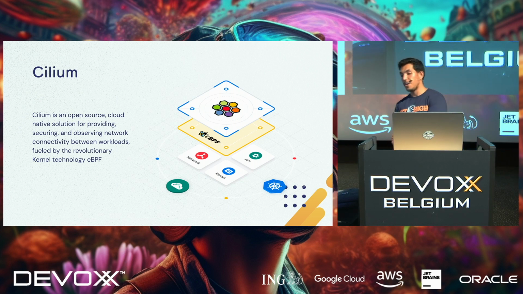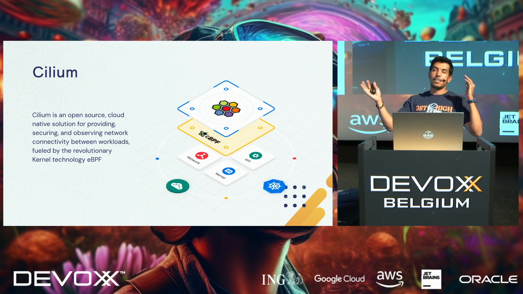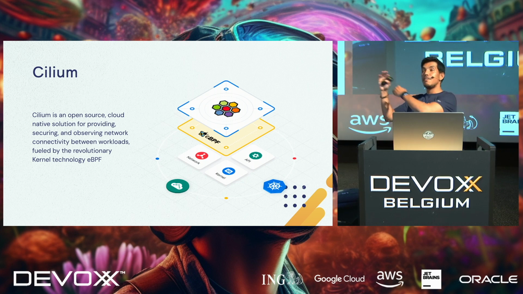Cilium is another active company within the eBPF community. They have Cilium, their first product. It's basically a cloud-native solution that provides security and visibility. They even now provide service mesh capabilities. They have other things for security as well, but it's really powerful, and it's all based on eBPF.